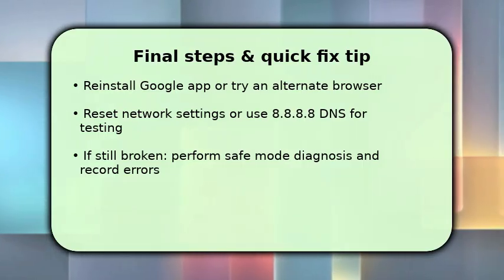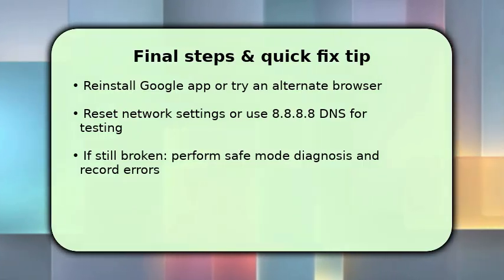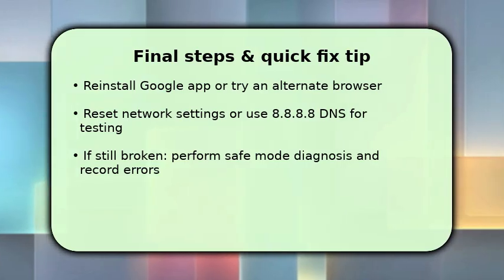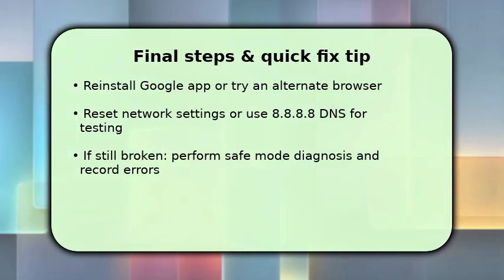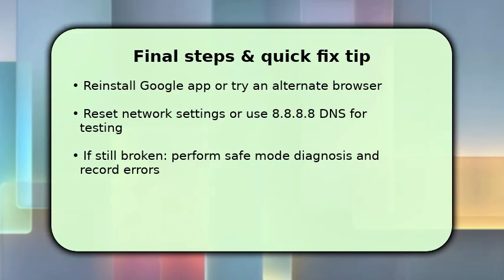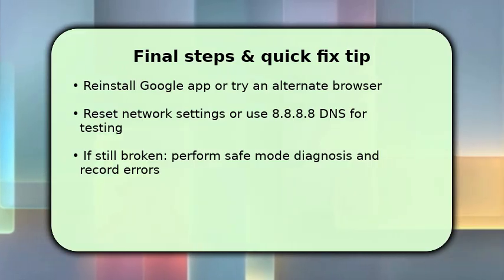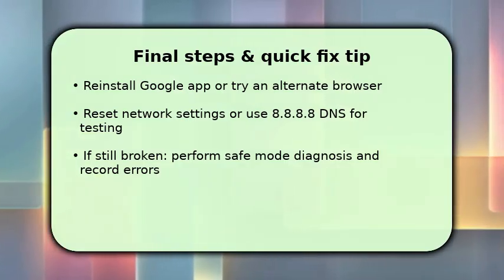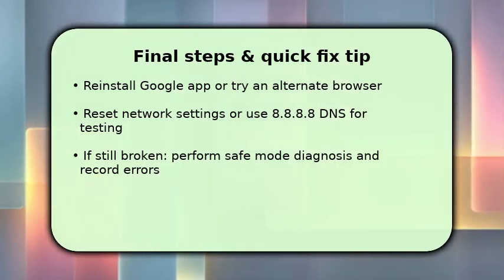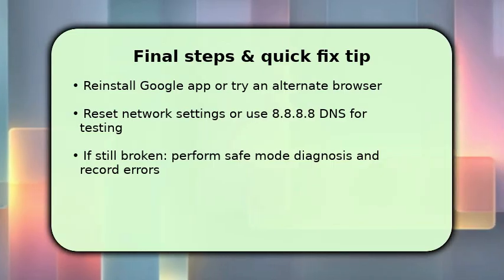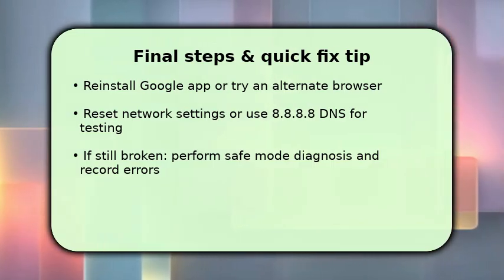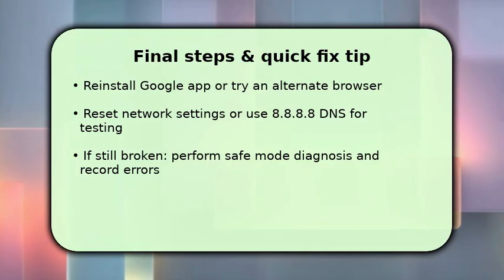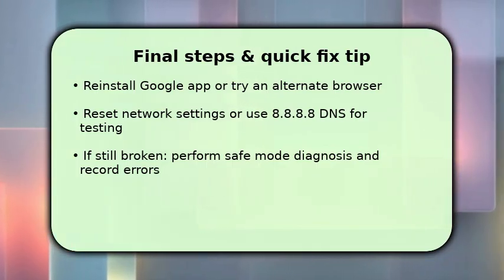If that fails, reset network settings on your device or temporarily set DNS to 8.8 to bypass ISP resolution issues. This often restores access. Make sure to test in safe mode to rule out third-party apps. If things still go wrong, note exact error messages and timestamps so you can escalate to support efficiently. This detail speeds resolution and avoids repeated troubleshooting.